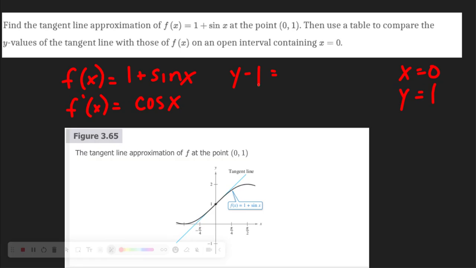y minus 1 equals f prime of 0. Cosine of 0 is 1, right? Cosine starts up. Yep. So that equals 1 times x minus 0. So you get y equals 1x plus 1. Okay, boom, there it is.